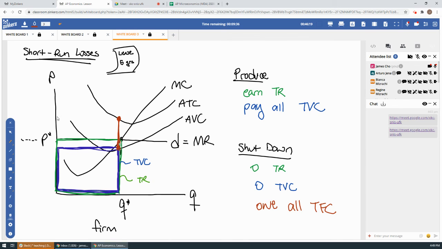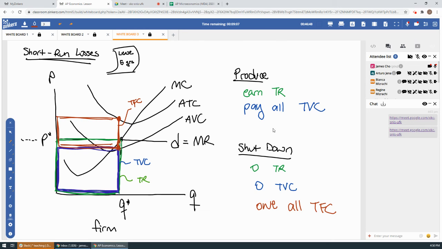And what happens if I do average fixed cost times quantity? It's total fixed cost. So if I decide to shut down, I have no green box of revenue. I have no blue box of variable cost. But I still owe all of this in terms of rent. That's how much total fixed cost I owe to my landlord.